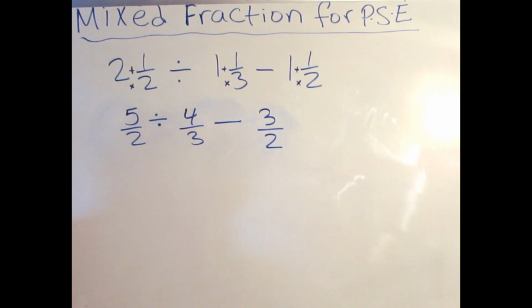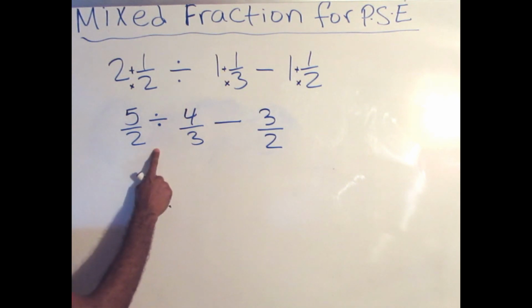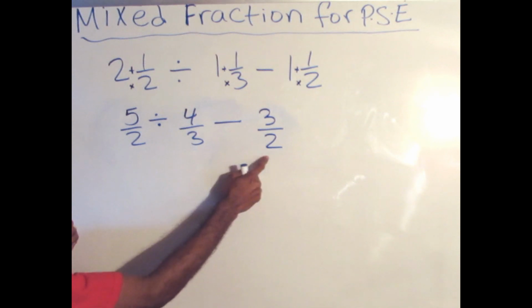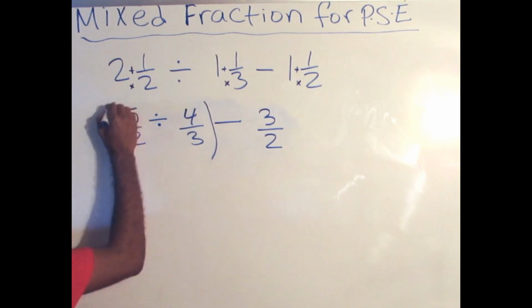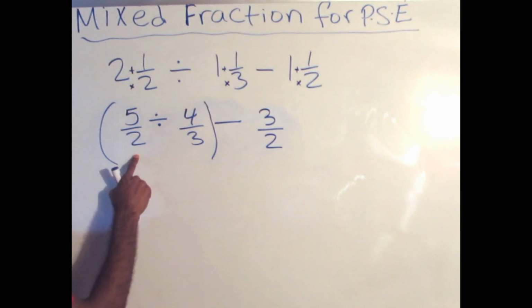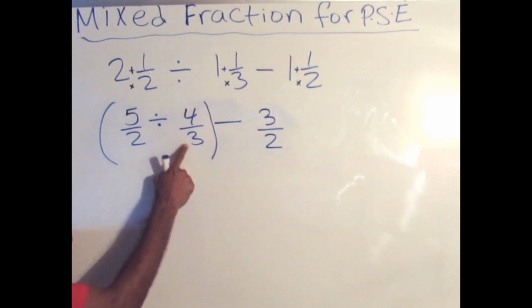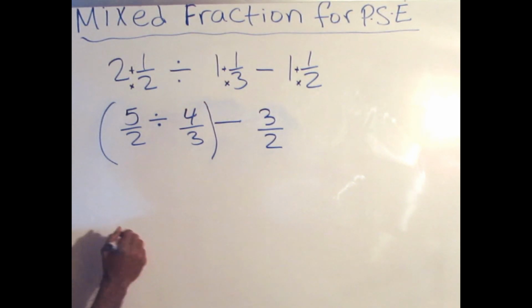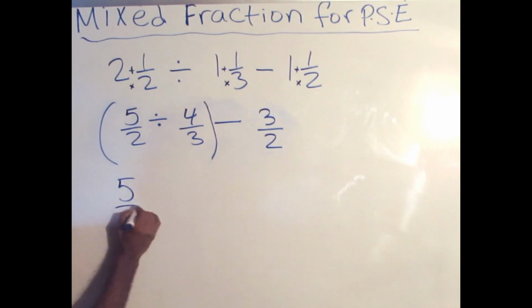But the way we want to solve our problem is that we want to work with the first set of fraction first. Then the answer that we get from the 5 over 2 divided by 4 over 3, we're going to minus it by that 3 over 2. So let's separate it. All right, so here we have 5 over 2 divided by 4 over 3. So the rule of dividing fraction, it means that we're going to multiply our fraction and do the reciprocal. But first, we want to bring down our 5 over 2.